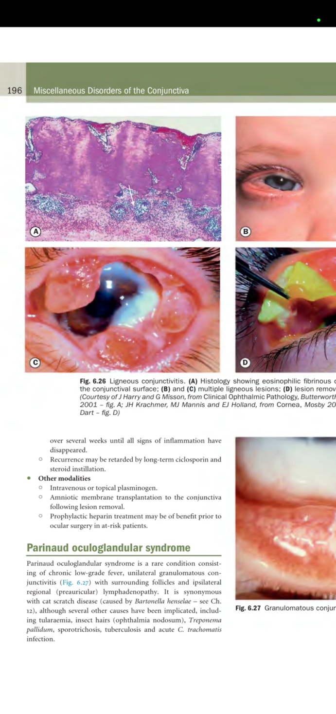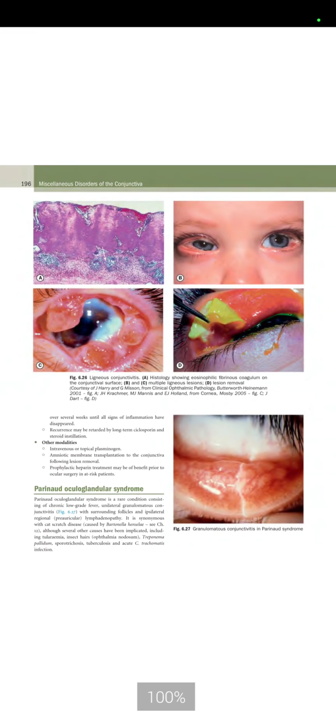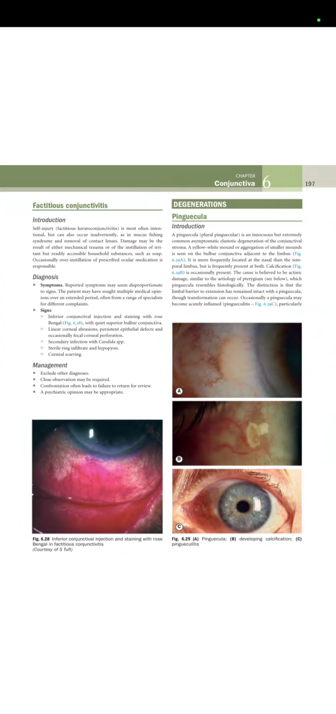Prophylactic heparin treatment may be of benefit prior to ocular surgery in at-risk patients. So you can give a topical heparin treatment if you are planning to do any kind of surgery in a patient with ligneous conjunctivitis.